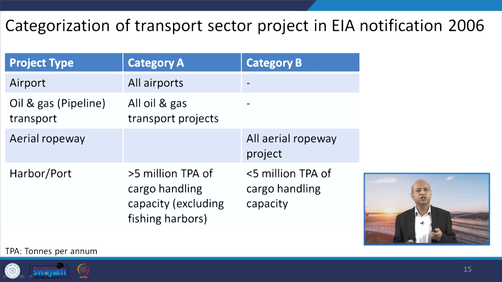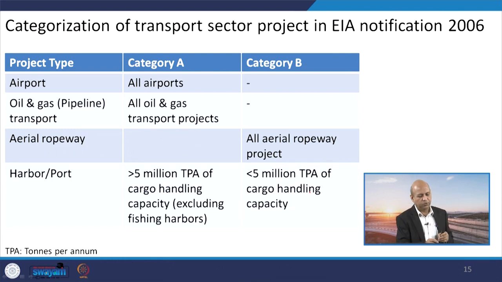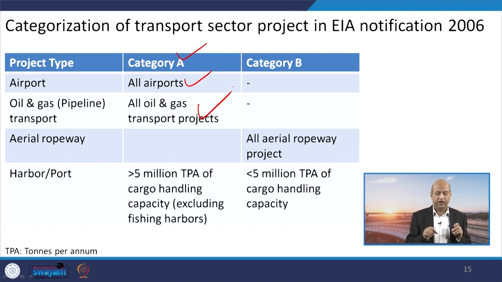So if you see in this table, the categorization of the transport sector, because this is the course on transportation systems. Otherwise EIA talks about every kind of industry or development activity, but we are just taking the example of the transport sector because this is nearer to our course. So airports project type, okay, all airports will be in category A, and will not be in category B. Oil and gas pipelines will again be in category A, right. Aerial ropeways will be in category B.